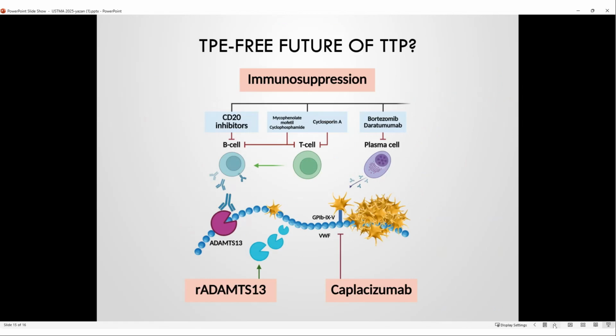So my hope is that the main cornerstones in the future of the treatment of this disease are going to be these three big items here, which is immunosuppression, caplacizumab, and recombinant ADAMTS13, which will present to be a practice-changing or paradigm shift in the treatment of TTP.